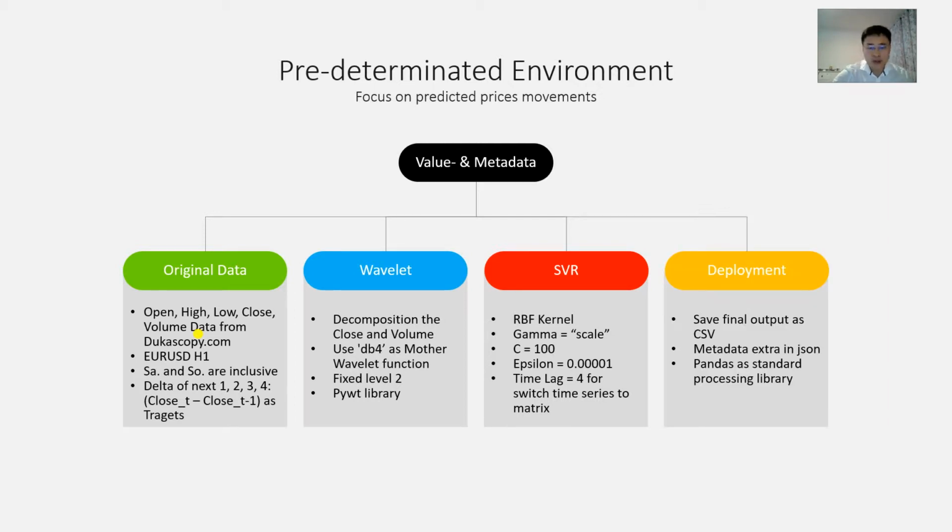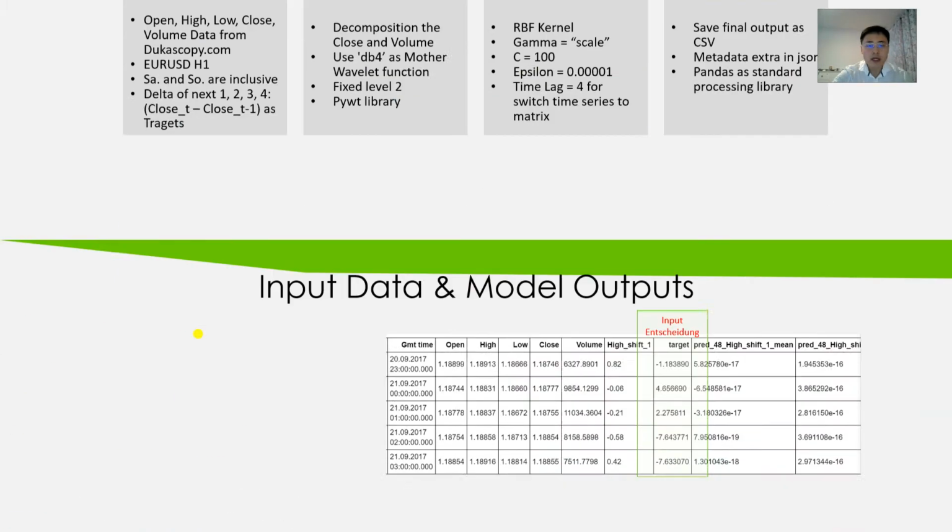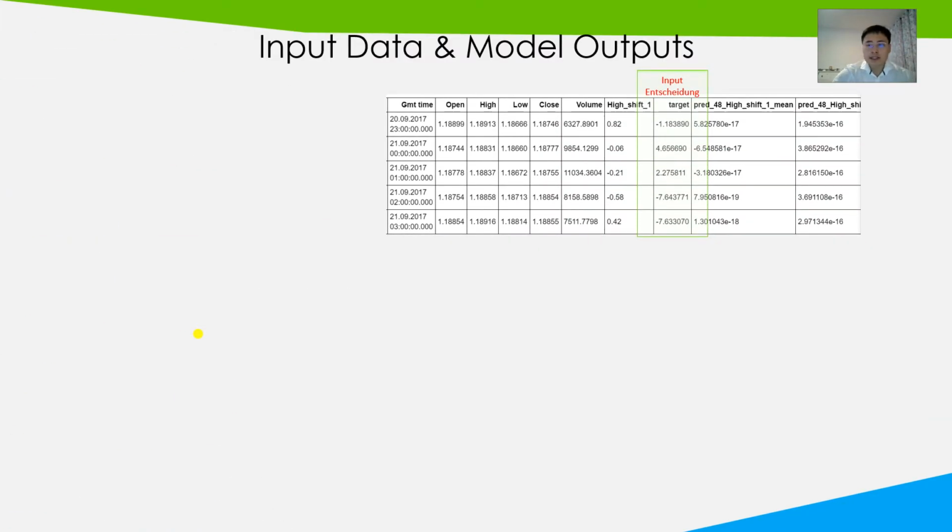The whole result is about 10,000 hours in the last 2 years. The predicted values are saved in a CSV file, and a JSON file saves the metadata together. The data looks like the table on this page. We got the time, open, high, low, and the volume. The high shift 1 is the price movement of the high price with regard to the last 1 hour.